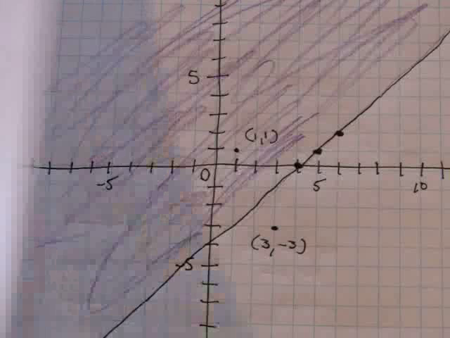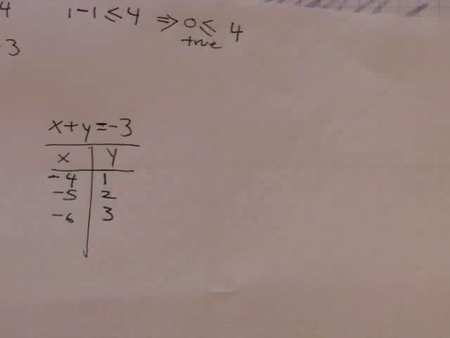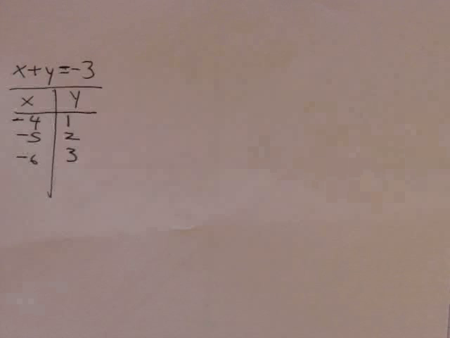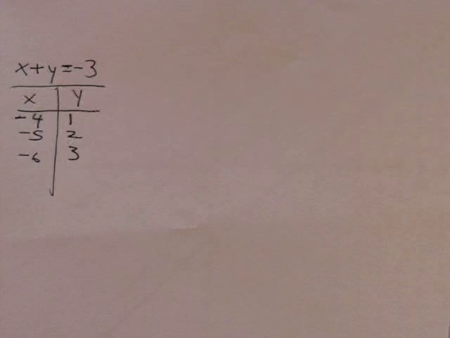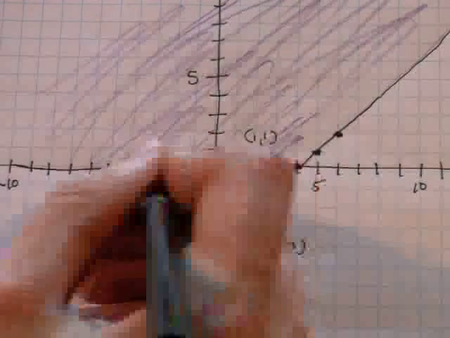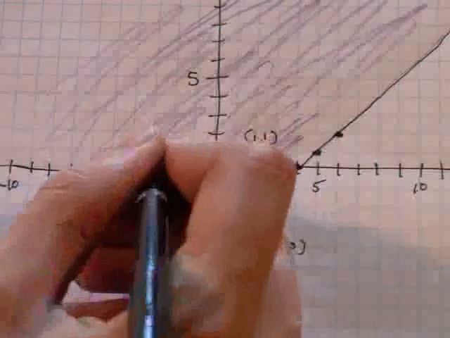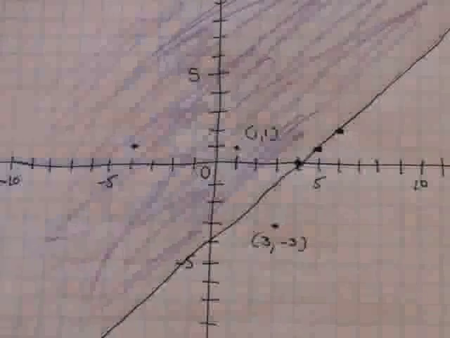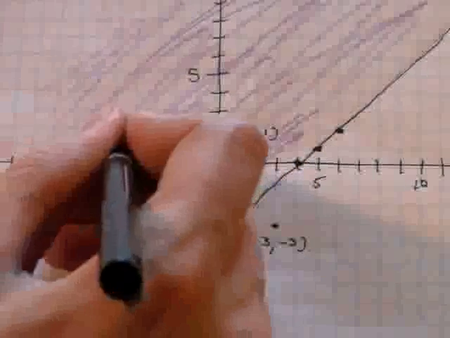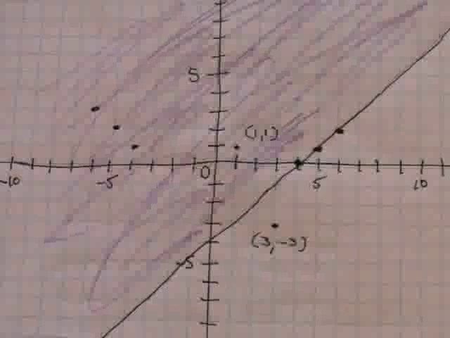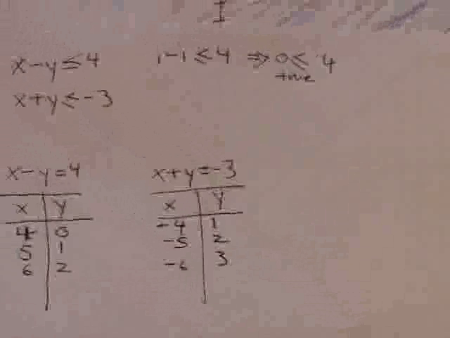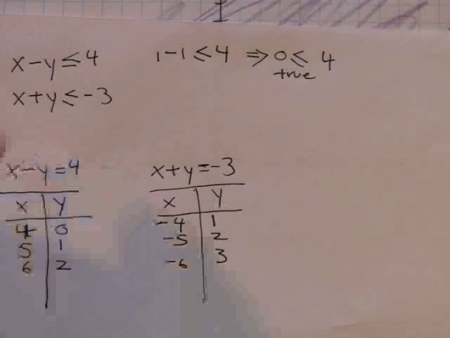Now for the second one, we have to graph this second inequality here. So -4 for x, and then up 1. Then we have -5, up 2, and then the last one is right here. And if you remember, it also had an underscore for its symbol, so we're going to draw a solid line.